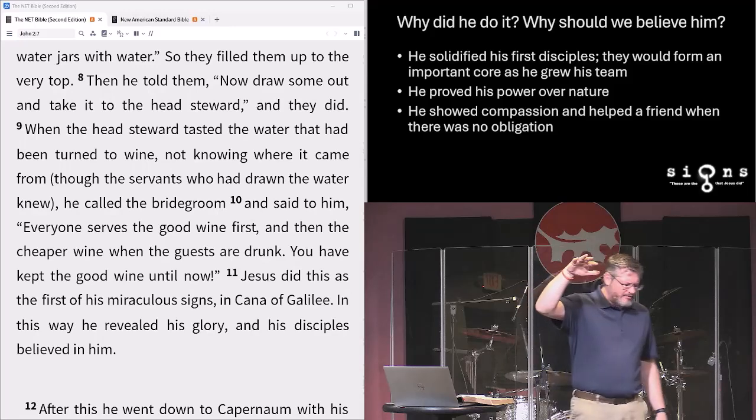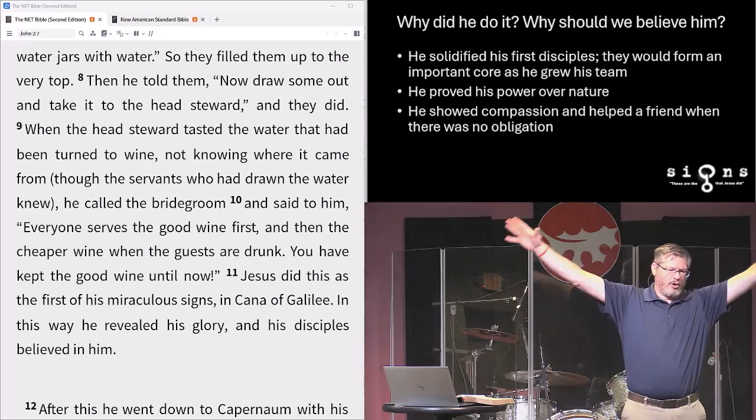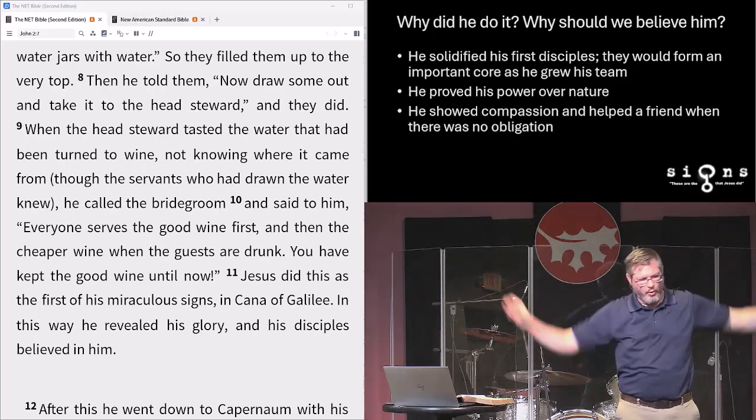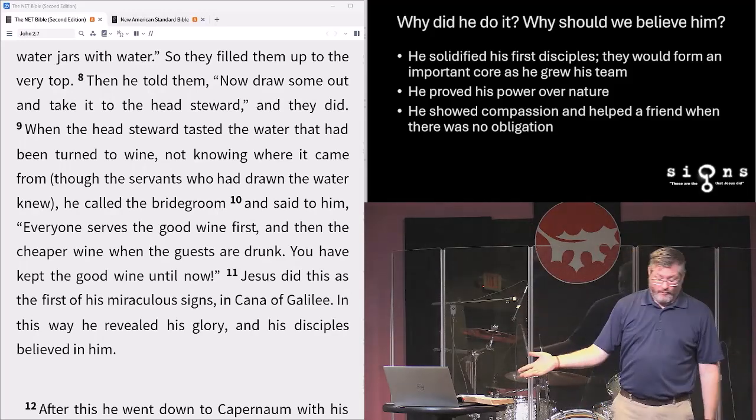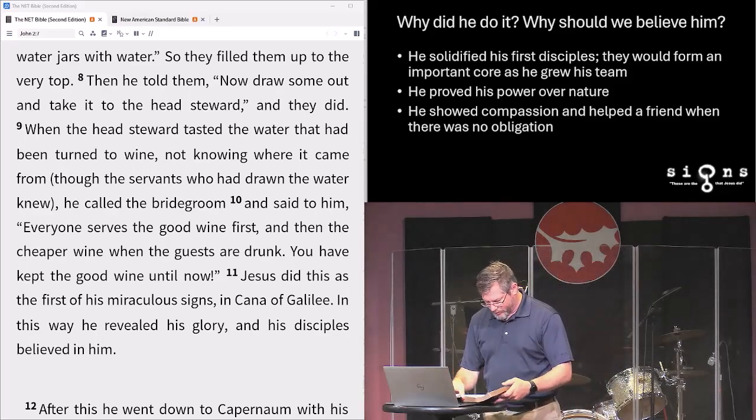Glory has a couple of different meanings depending on the context. Most of the time we think of glory as like, oh, right? You know, the shining, the glowing, that sort of thing. That didn't happen here. The wine didn't glow. Jesus didn't glow, whatever.